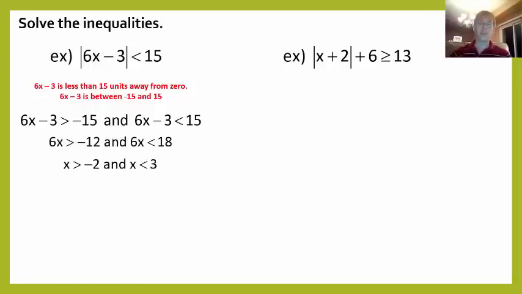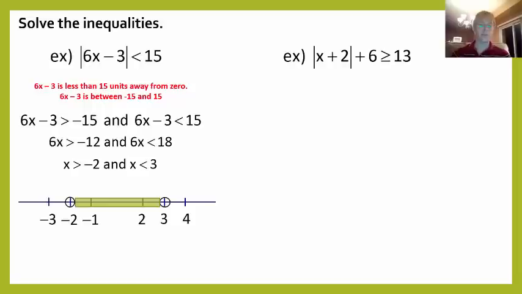So I solve both of these by adding 3 and then dividing by 6, and I get x is greater than negative 2 and x is less than 3. So I graph my solution there. Open circles because I don't have the equal sign, and then I'm going to shade the number line in between them because that's where we know our solutions are going to be. And what this is saying is any number between negative 2 and 3 is going to make this inequality true.